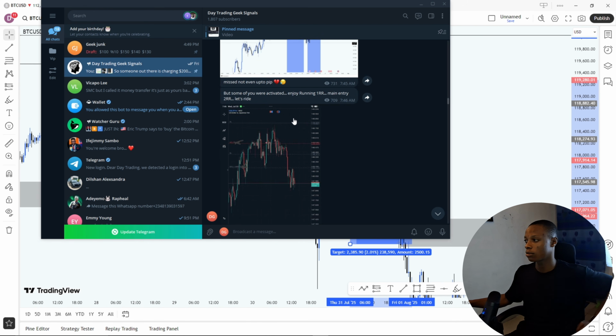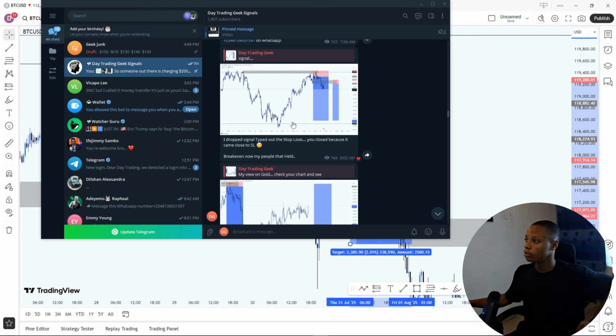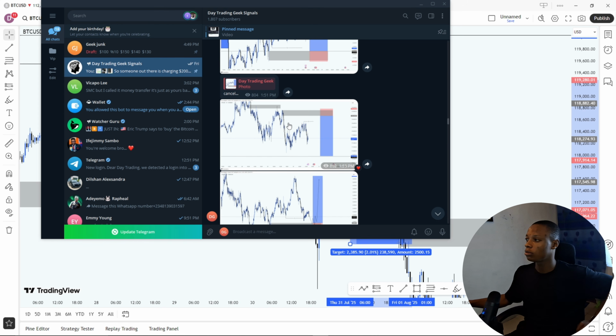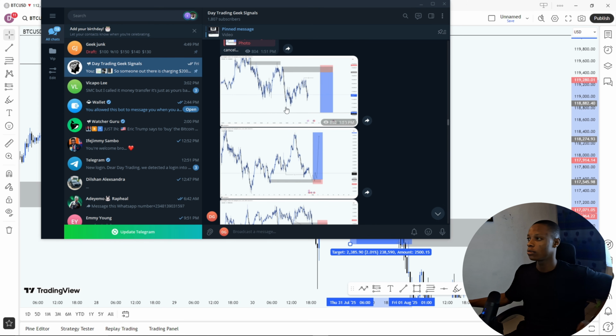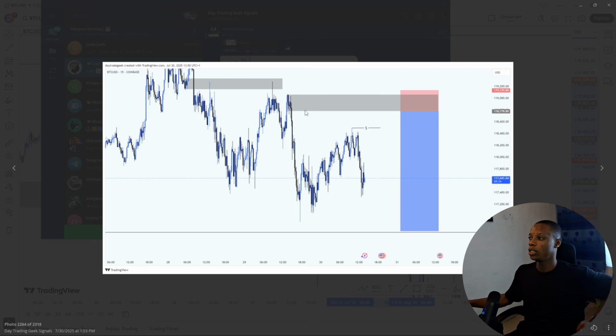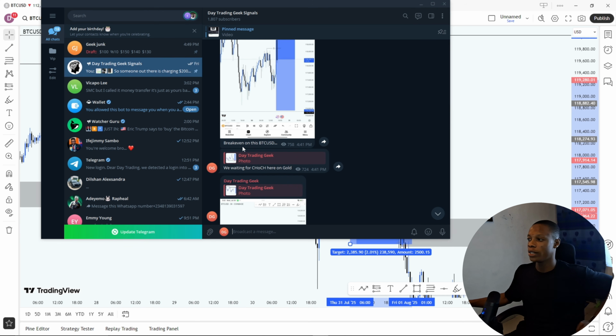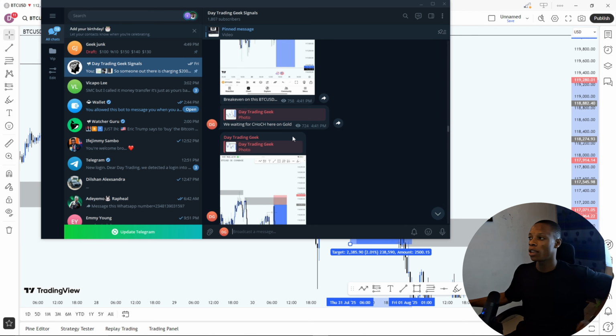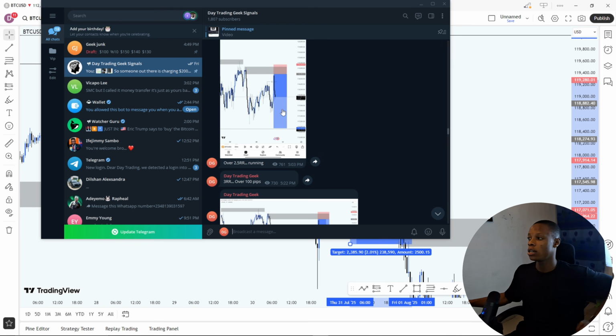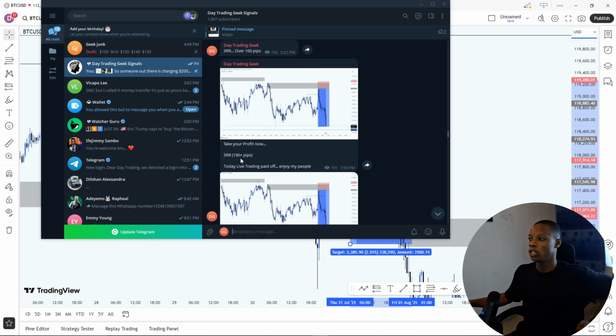So this was it right here. It was a general live analysis I did with everyone. The setup and the signal were dropped in the Telegram, and the trade ran to full TP. You can see I said break even on BTC. On break even, it didn't come back to take us out. It ran to full TP, and I said take your profit now at 1:5 risk to reward ratio. That was when I took my profit.